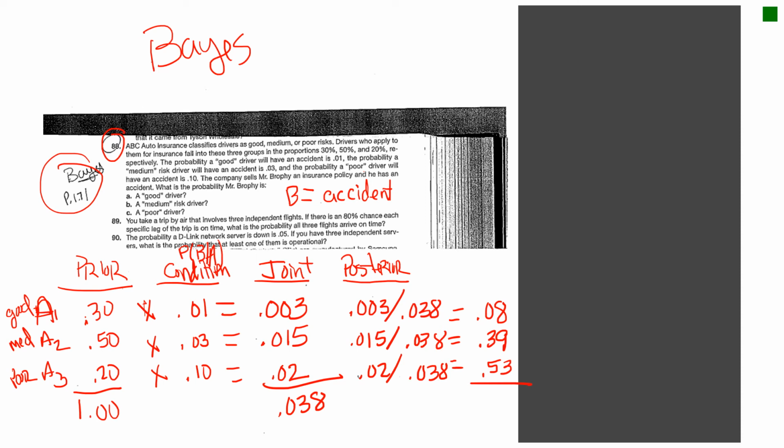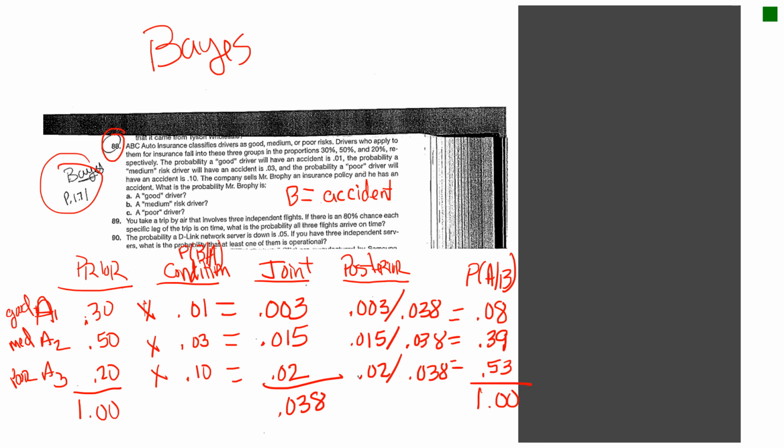And then notice if I add these together, 0.53 plus 0.39 plus 0.08 does give me 1. And so basically your last column should equal 1 approximately. But again, this I would label as A given B.